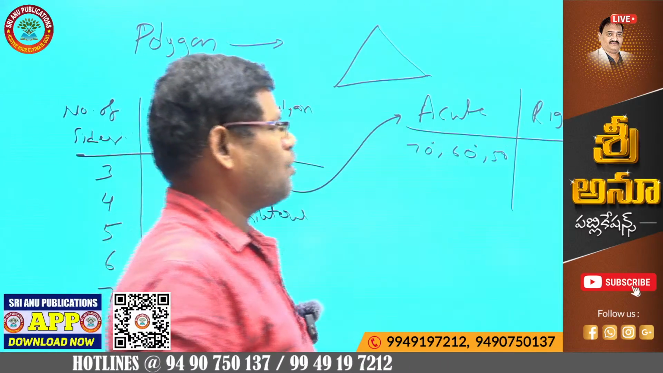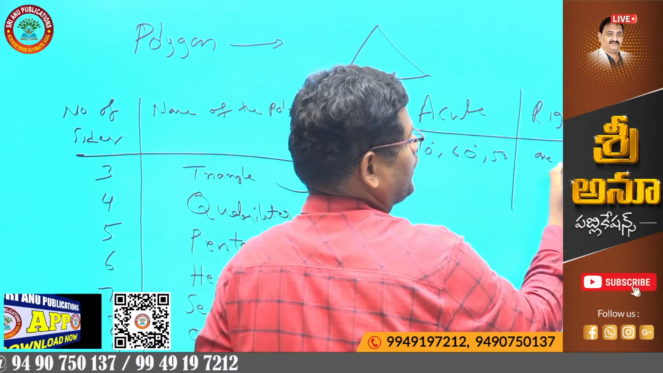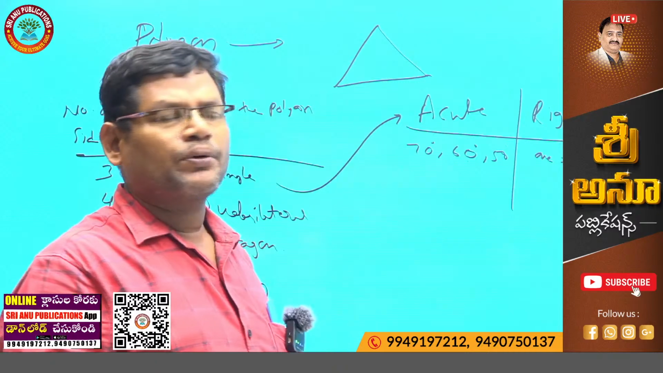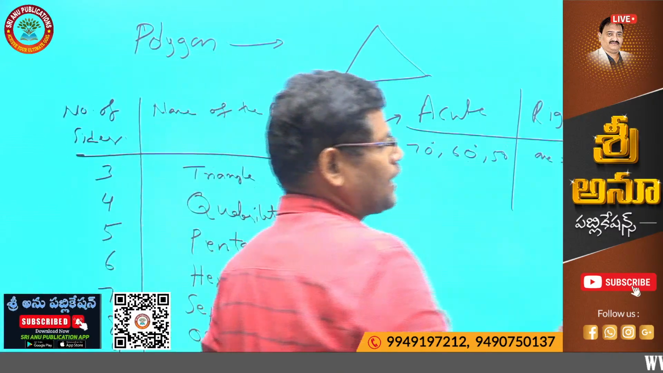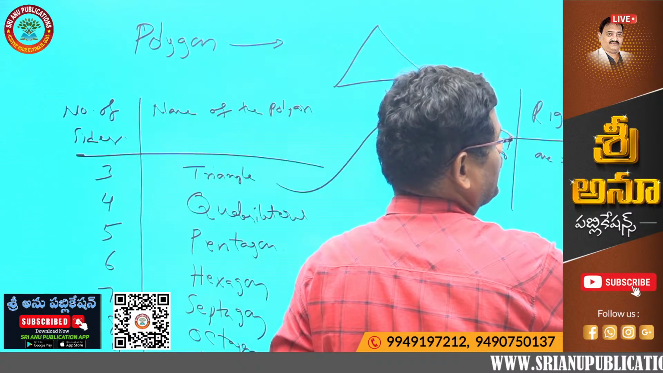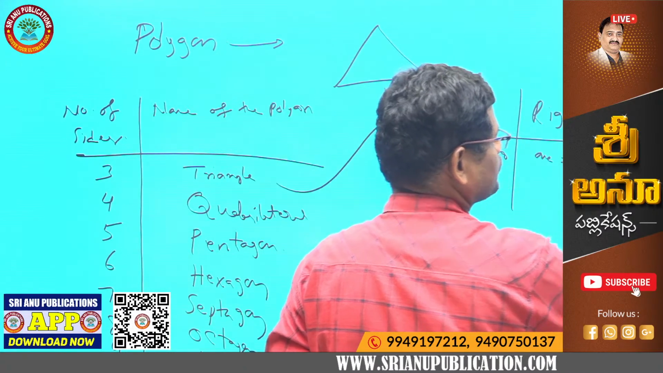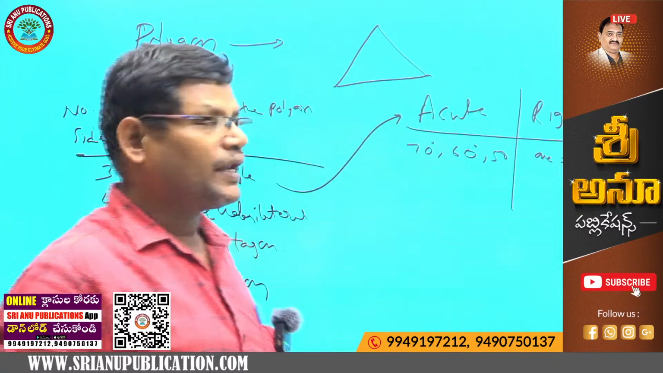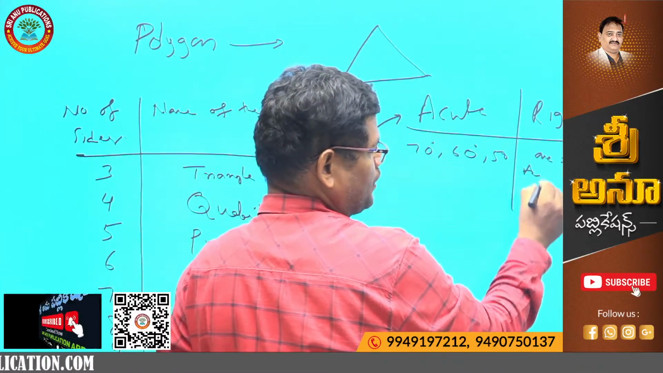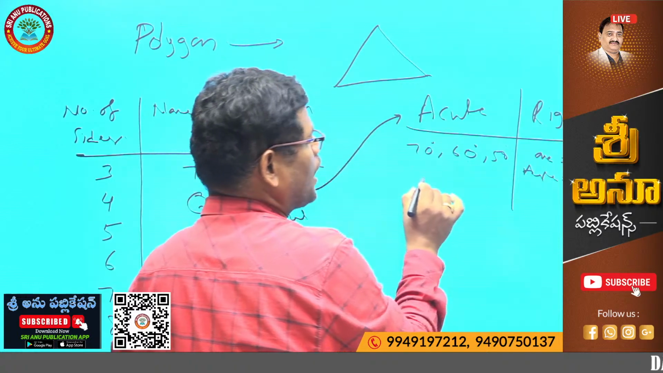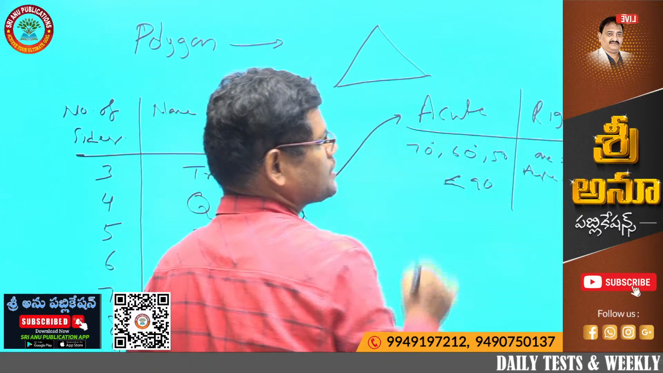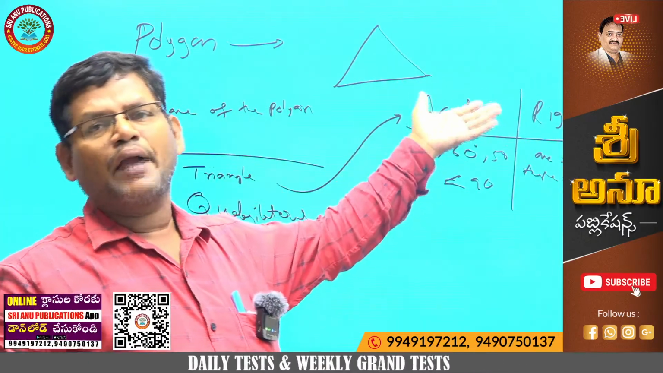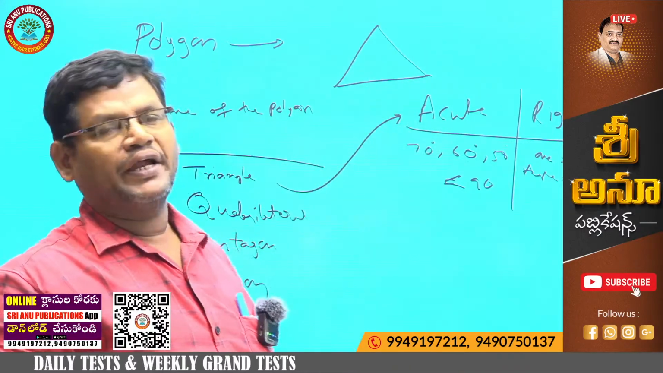Now what is a right angle triangle? One angle is equal to 90 degrees. Now obtuse angle means what here? One of the angles is more than 90 degrees. If you take any triangle, one of the angles should be more than 90. Here one of the angles is equal to 90 degrees. Here all angles are less than 90. So based on the angles we can select, and based on the sides and the angles we can say the types of triangles.